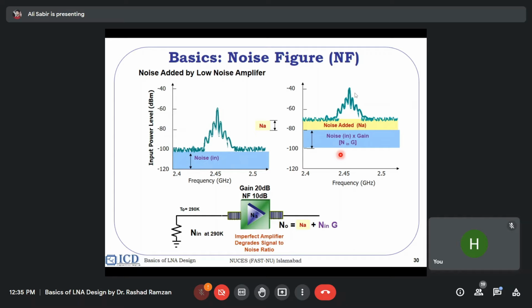But this is very important to note here: at the input the signal to noise ratio was 40 dB, and the output signal to noise ratio is how much? 30 dB. So whenever we pass the signal through any kind of amplifier, the signal to noise ratio degrades. The signal gets more powerful, the signal is amplified, but the signal to noise ratio is degraded.